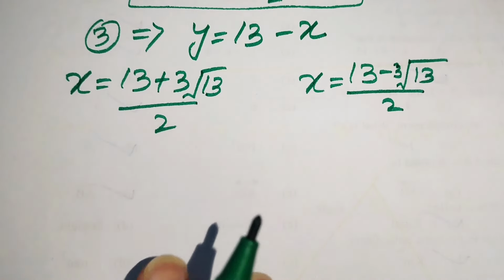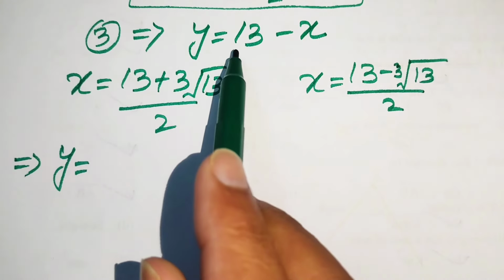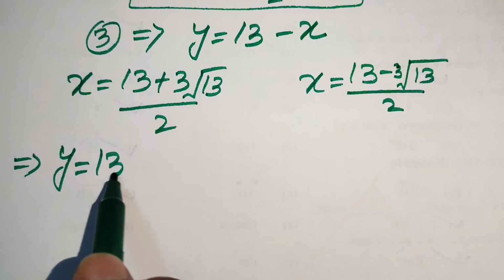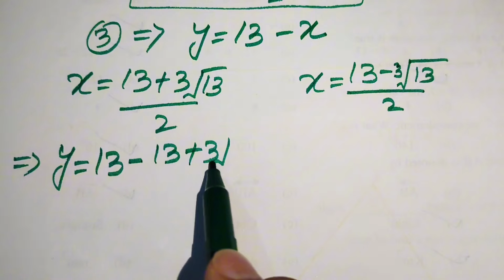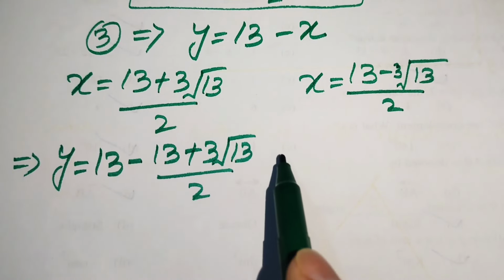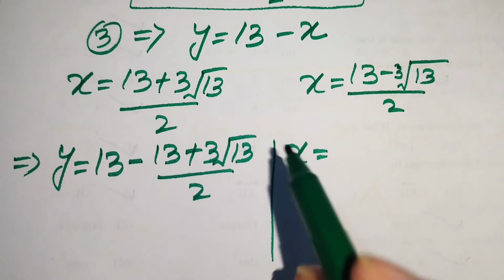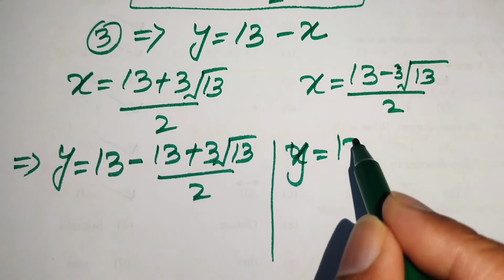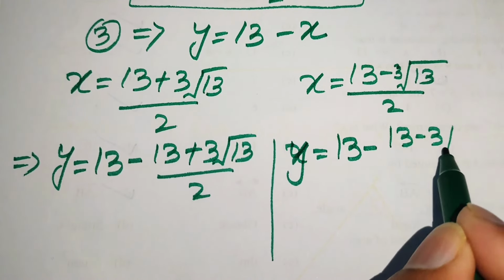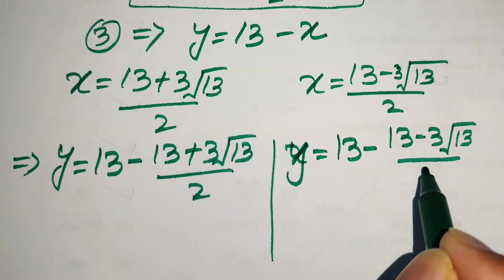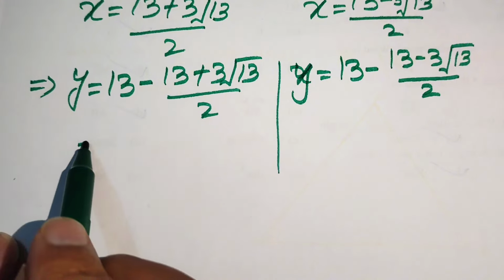So here we substitute these two values in the above equation, so that our above equation is written as y equals 13 minus x. So we substitute it here, 13 minus the value of x, which is 13 plus 3 into the square root of 13 divided by 2, and here we substitute this value of x here. So we have the value of y equals 13 minus x, and the value of x is 13 minus 3 into the square root of 13, divided by 2. So here further we need simplification.